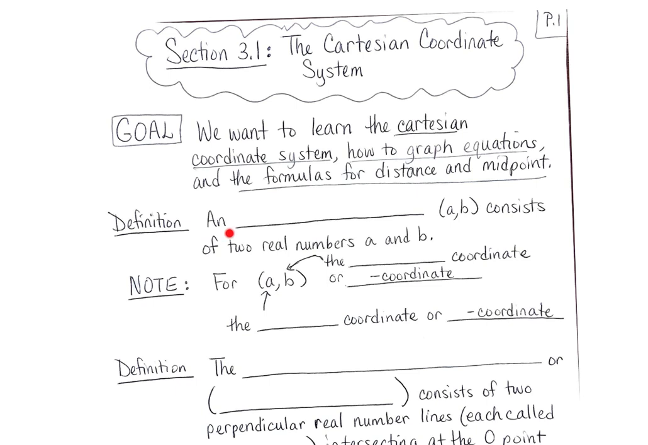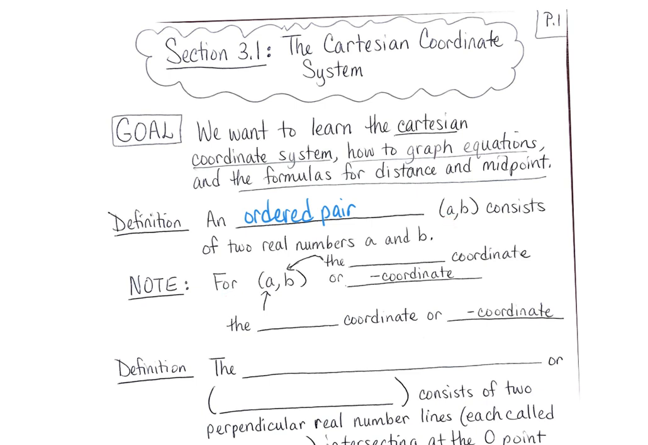So let's start out with the definition. An ordered pair (a, b) consists of two real numbers a and b. Now it may be confusing because you're used to seeing this for interval notation, but there's a difference. Right now we're talking about an ordered pair on a plane. We'll talk about that.